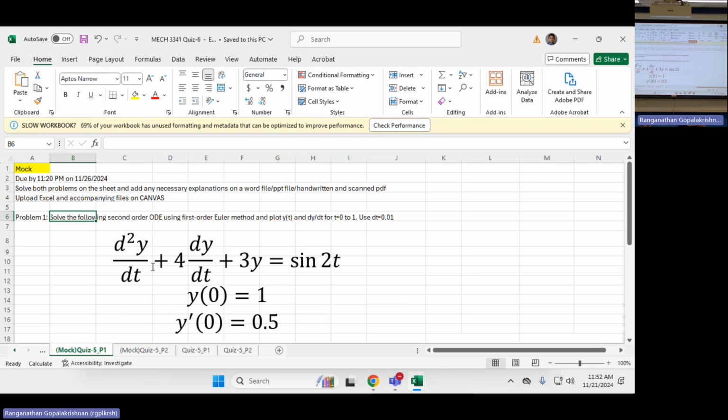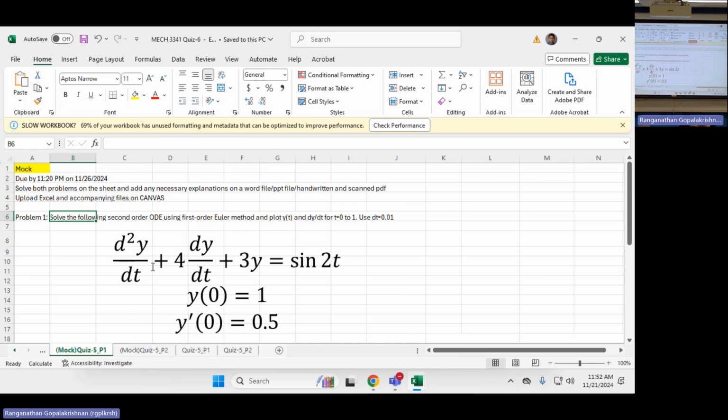How do you solve this problem? That is, the Euler method we learned so far has been shown to work only for a first order ODE, but this is a second order ODE. What do you do? Say it again. Substitution. What will you substitute?